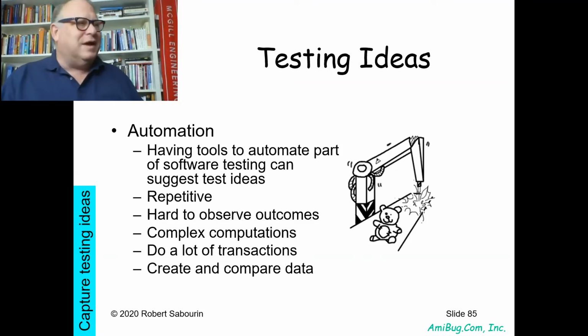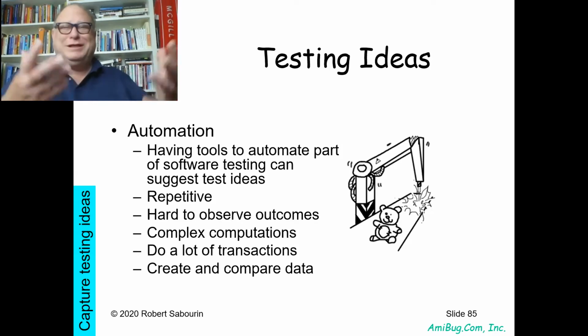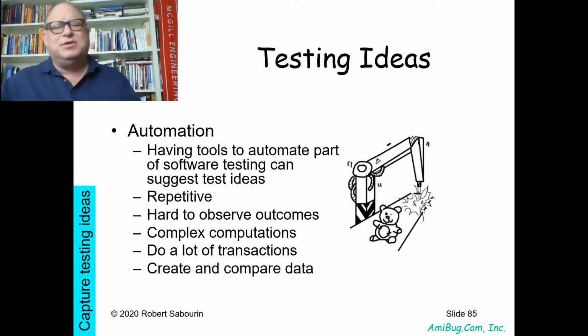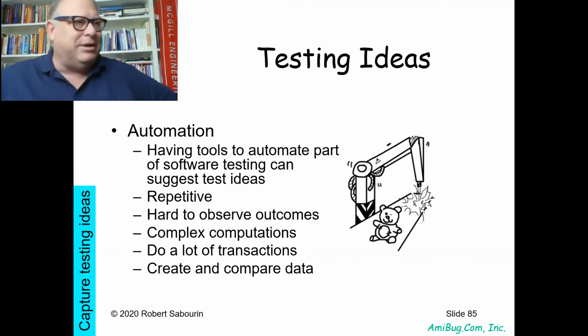Automation. Sometimes we're fortunate to have a tool which can automate or mechanize a part of our software testing, especially repetitive operations or hard to observe outcomes, things that your eye can't catch, but a piece of software can measure, like how many milliseconds did that operation actually take. Maybe we have really complicated computations prone to human error, or a lot of things going on. Maybe data is so vast and you want to compare it really accurately. So you basically want to use tools for it.